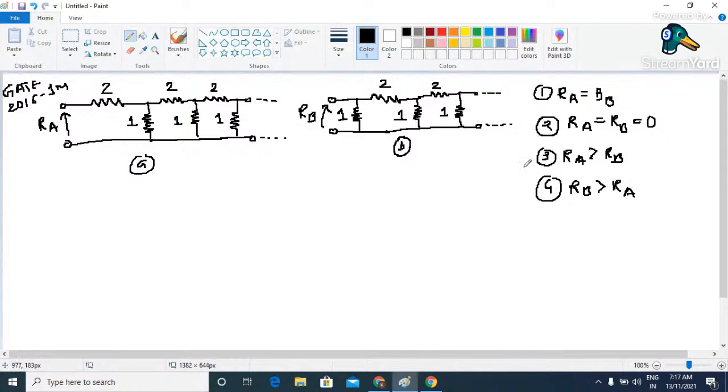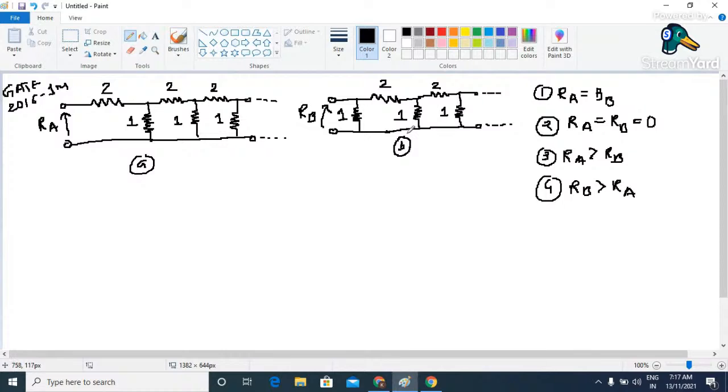So this was the question asked in GATE 2016 for 1 mark, where we have two circuits, circuit A and circuit B, and our objective is to find the effective resistance of both the circuits, and then we need to take the most appropriate answer out of these four options.